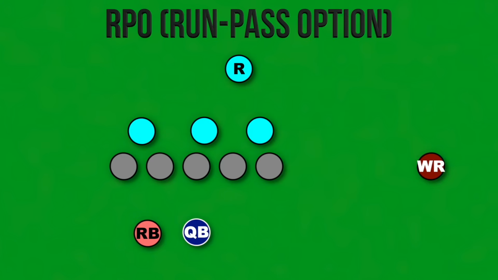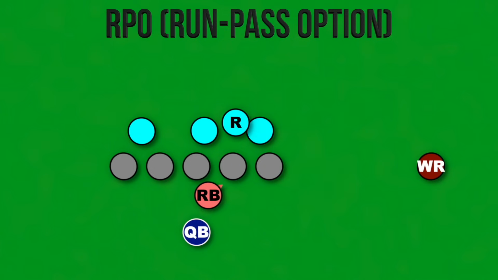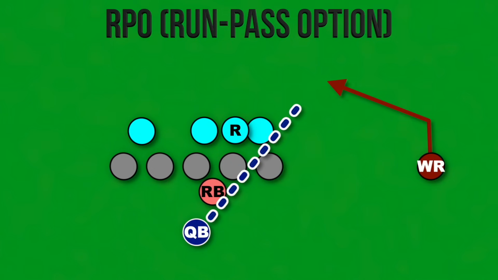An RPO or run pass option combines an option run with a quick passing concept. The quarterback puts the ball in the running back's stomach while reading a linebacker or safety on the play side. If the defender bites on the run, the quarterback passes the ball, and if not, he hands it off.